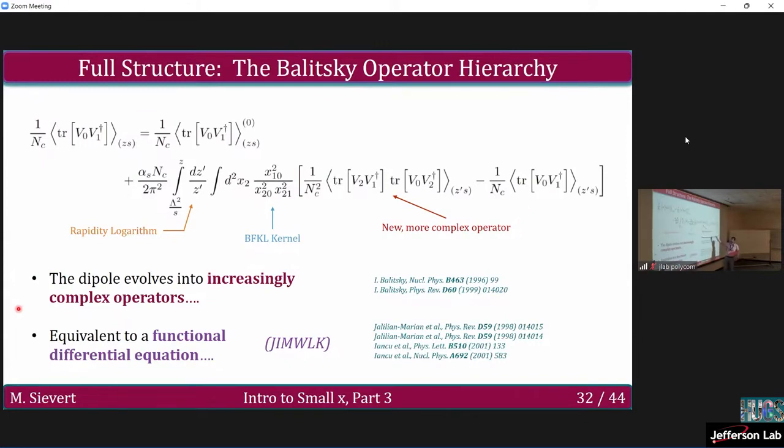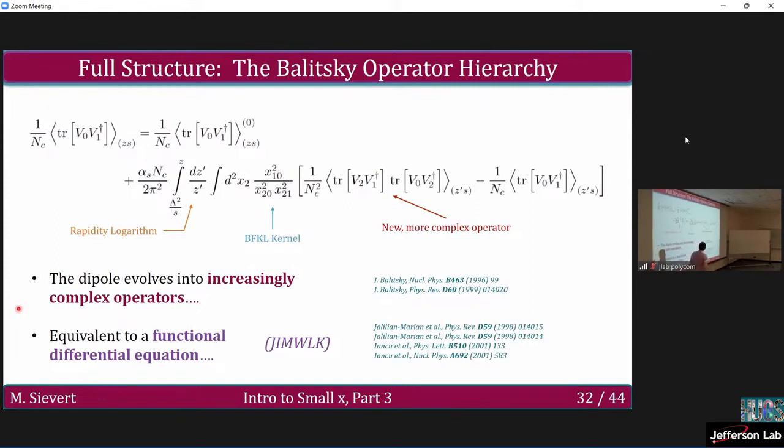So if I take my initial condition, the calculation we did yesterday, these guys are energy independent, that integral gives me alpha s times a log. So this is the integral form of my evolution equation. This is referred to as the Balitsky hierarchy. This is the full form.